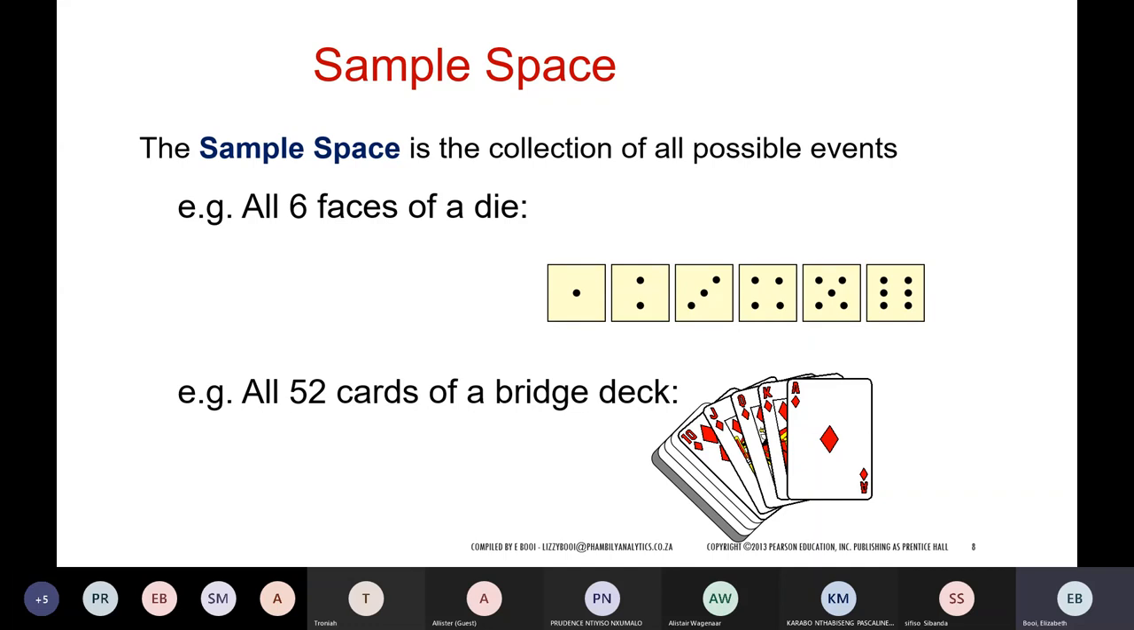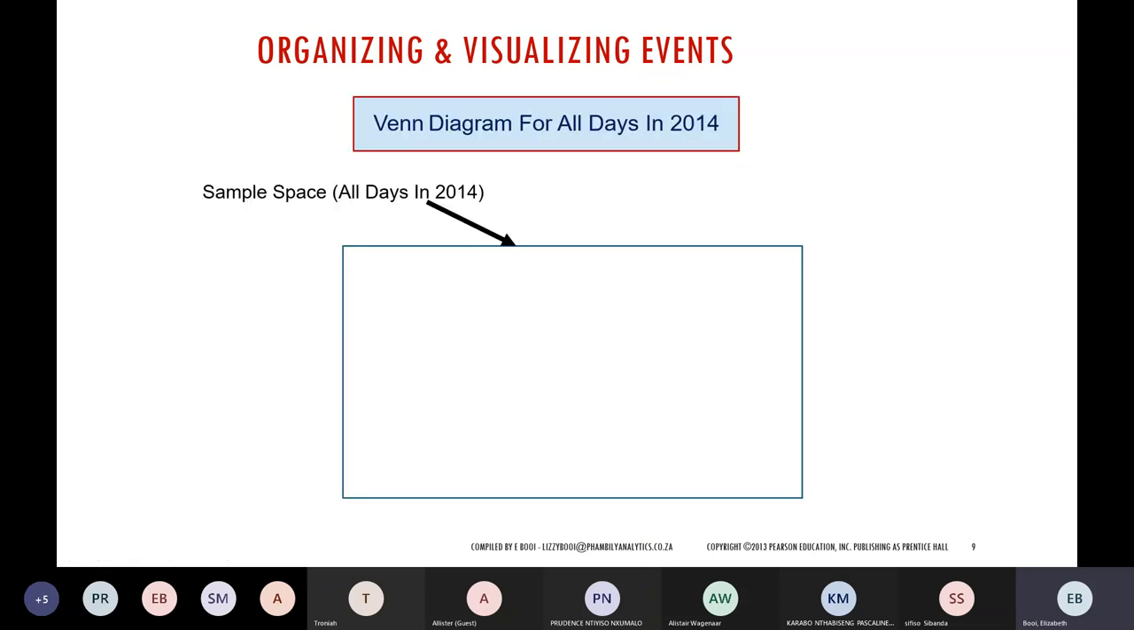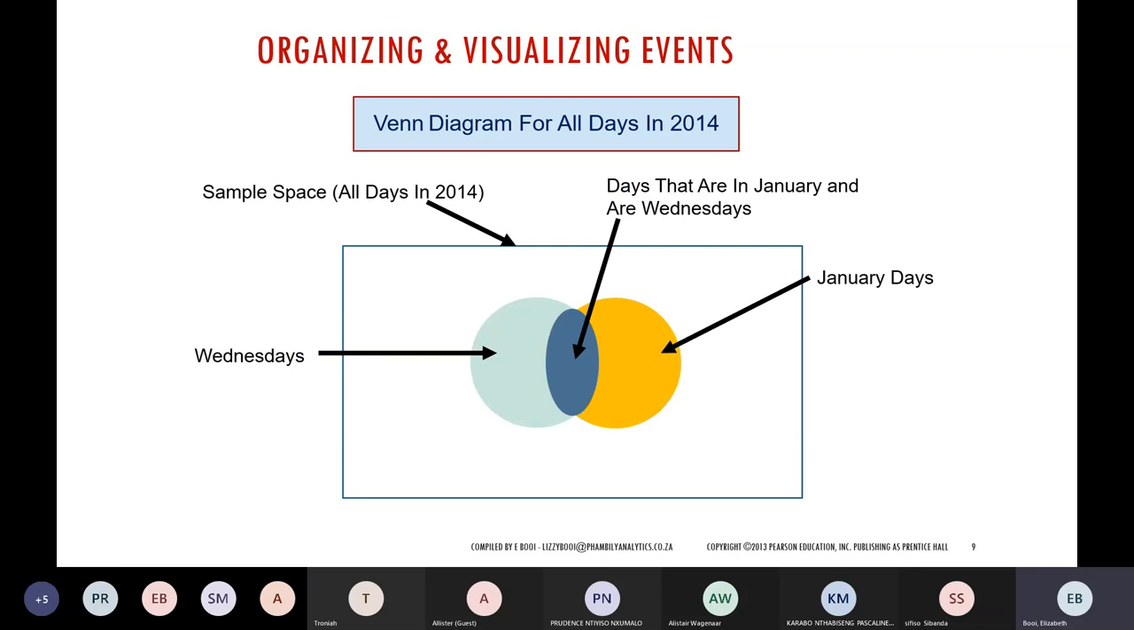We used two examples, a die, because a die has 6 faces, and a deck of 52 cards. We also spoke about how we visualize the events, and we said that to organize and visualize them we can use a decision tree or a Venn diagram. We started with the Venn diagram, in which you are able to see your sample space, your simple event, your joint event and your complement events, because the complement events are those that are not in the simple events you would have already identified.